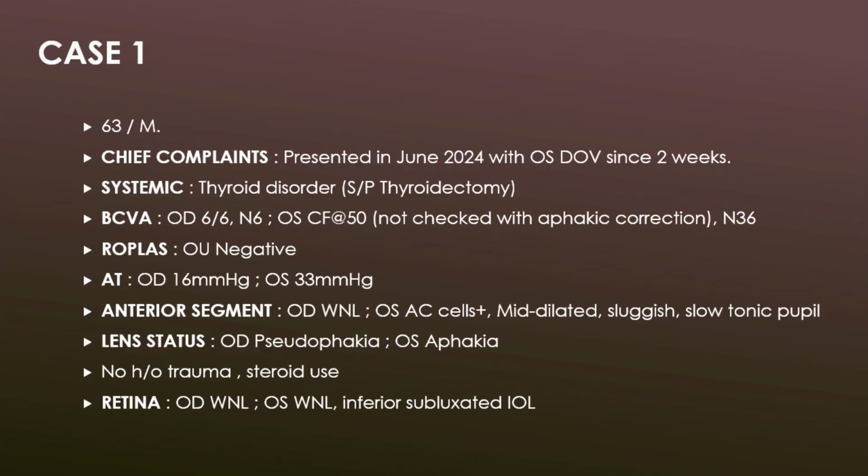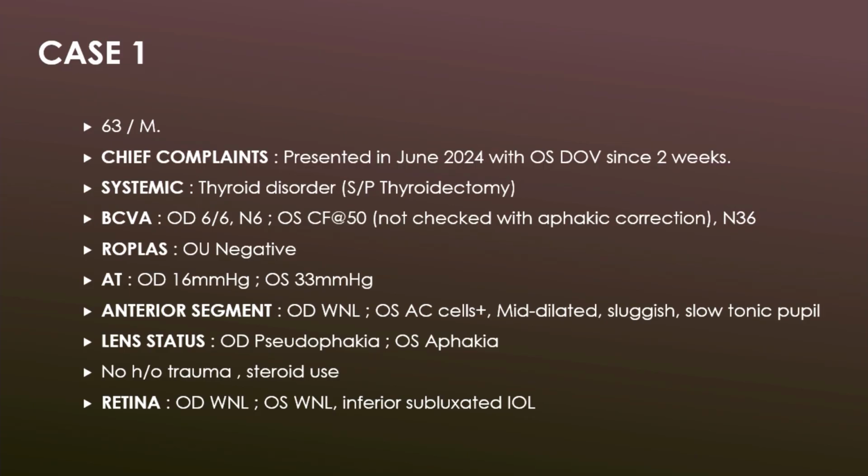Very good evening all. So we'll be discussing a couple of cases where steroids have proven to be helpful in cases of endophthalmitis. So this is a case of a 63-year-old male who presented with chief complaints of diminution of vision in the left eye 2 weeks prior to the presentation. Systemically, he had a thyroid disorder for which he had undergone a thyroidectomy a couple of years prior to presentation. The best corrected visual acuity in the right eye was 6/6, and the left eye was counting fingers at 50 centimeters, and near vision was N36.